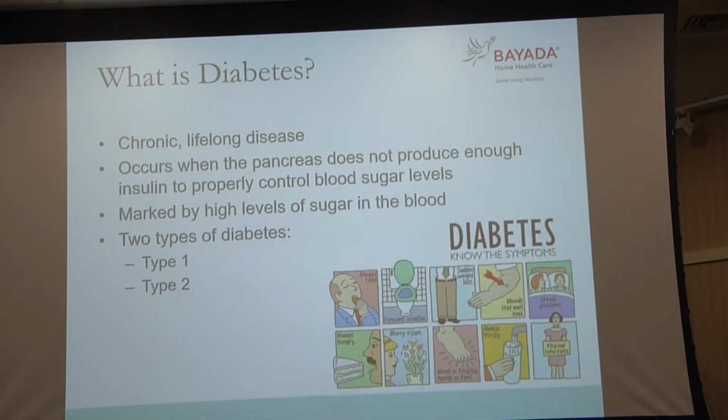So it's a chronic, lifelong disease. So once you have it, you can manage it. You can get your blood sugars under control, but it is something that you usually have to deal with kind of ongoing once you are diagnosed. So it occurs when the pancreas does not produce enough insulin to properly control the blood sugar levels.